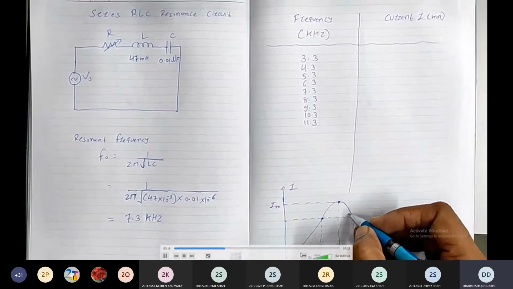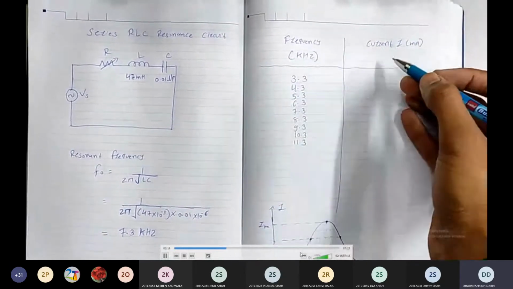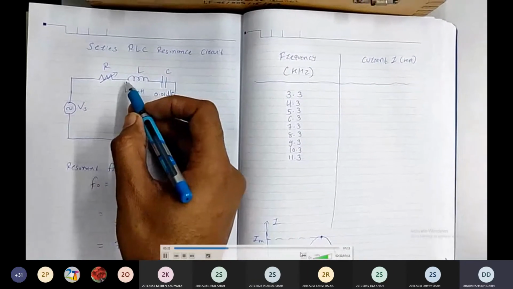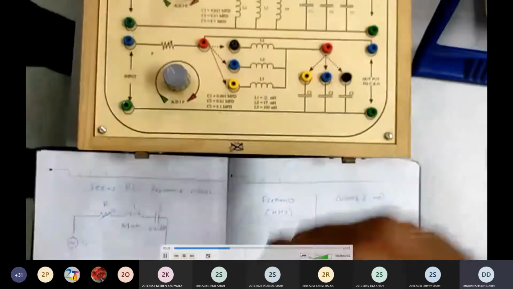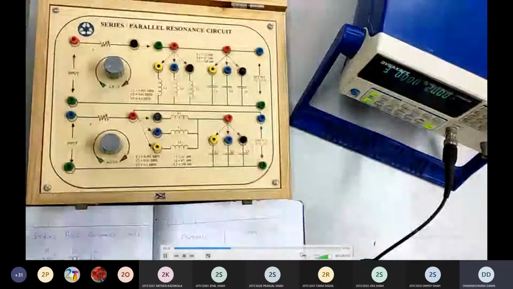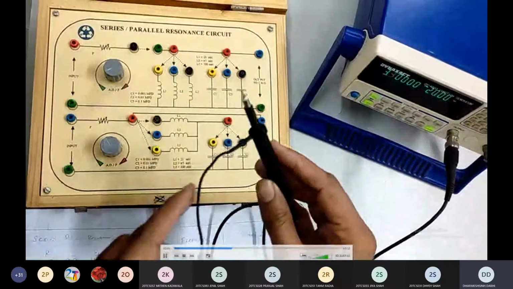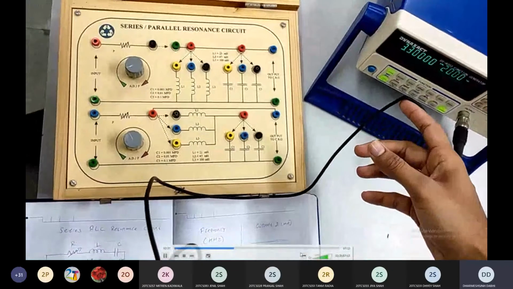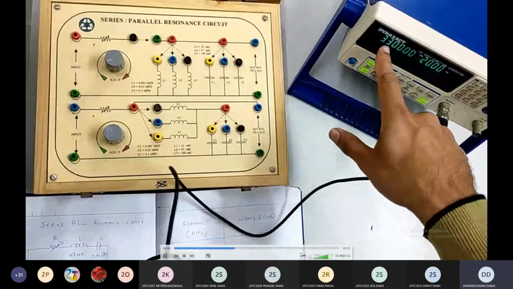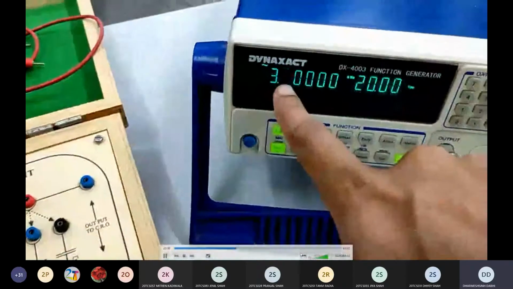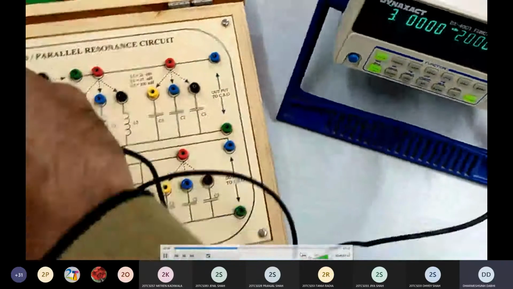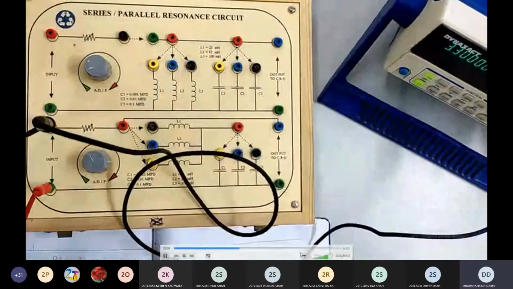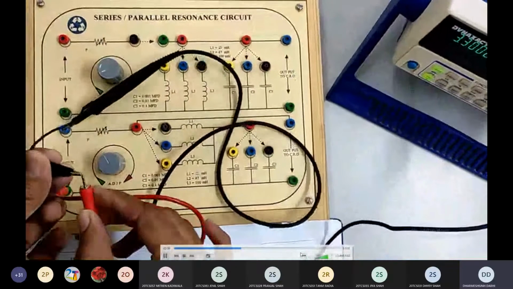In this practical, we measure the value of current flowing in this circuit at different frequencies. For that, we need to connect the ammeter in series with the circuit. First we connect the circuit, so let's make the connection. This probe is the output of the function generator, which generates a signal with a 3.3 kilohertz frequency. That AC is given to the positive input terminal, and the negative probe to the negative terminal.